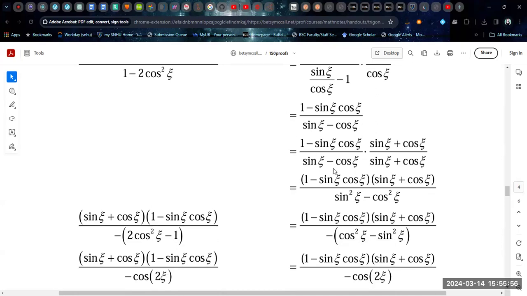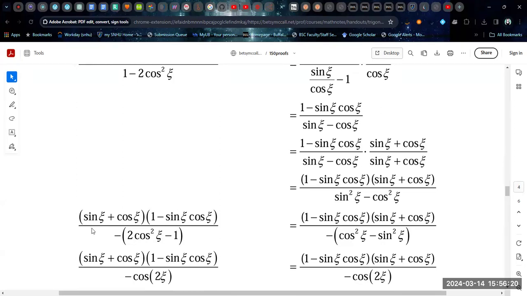Now, there's a lot more going on here. I see I've got a 1 minus sine xi cosine xi, and I have a 1 minus sine xi cosine xi over here. So I want to try to keep that, but let's see what else I can do. I've got some things going on in my denominator over here. Maybe I can do something with that.